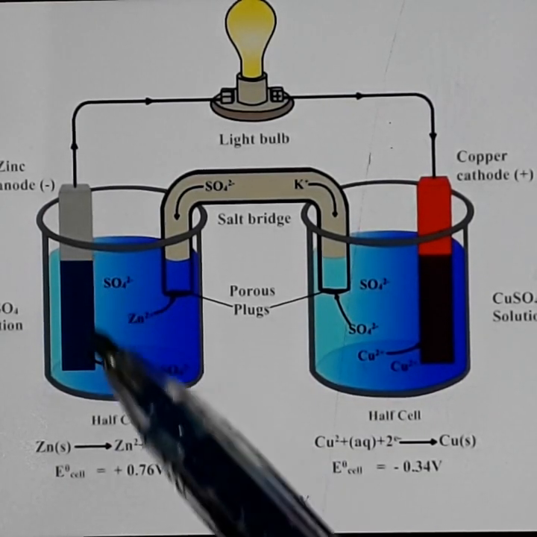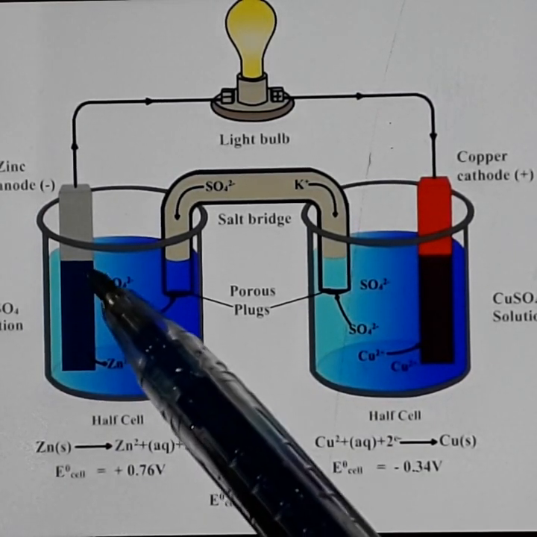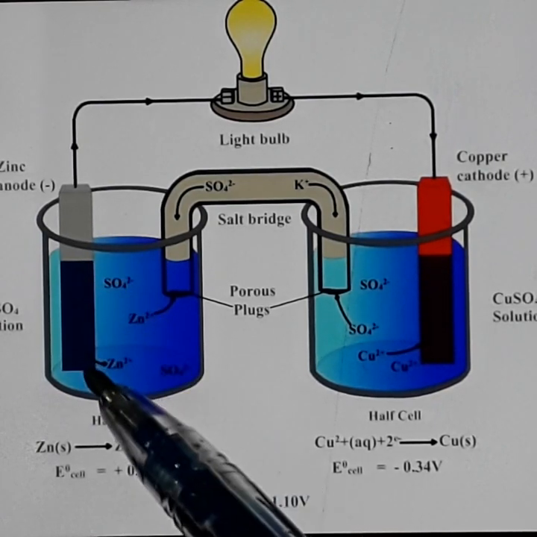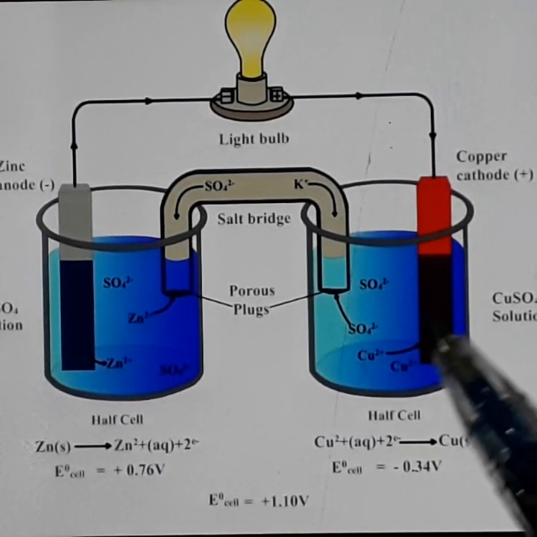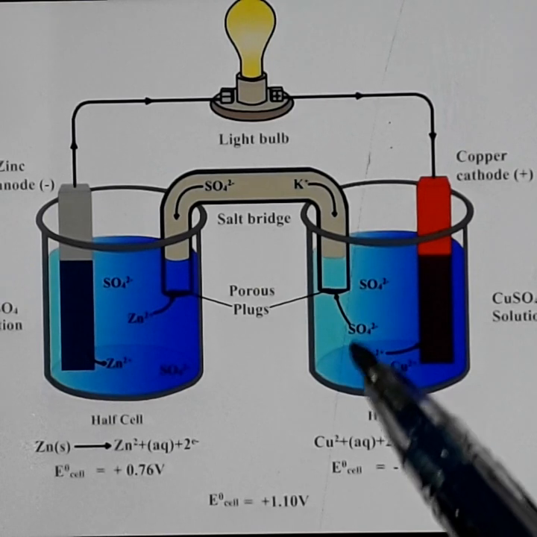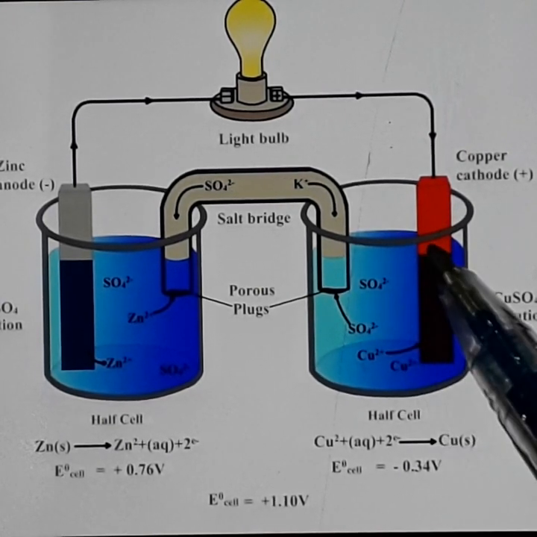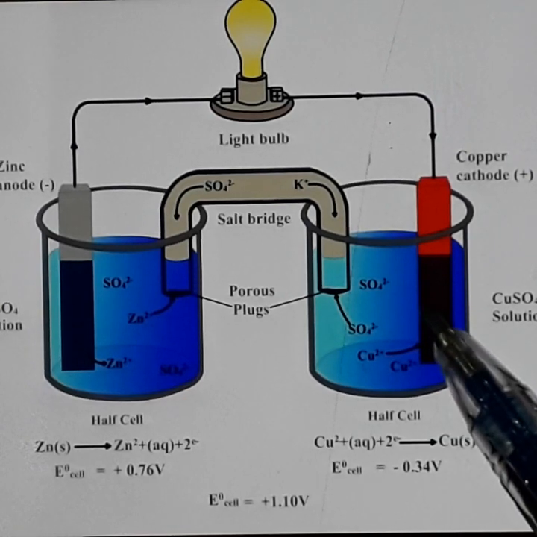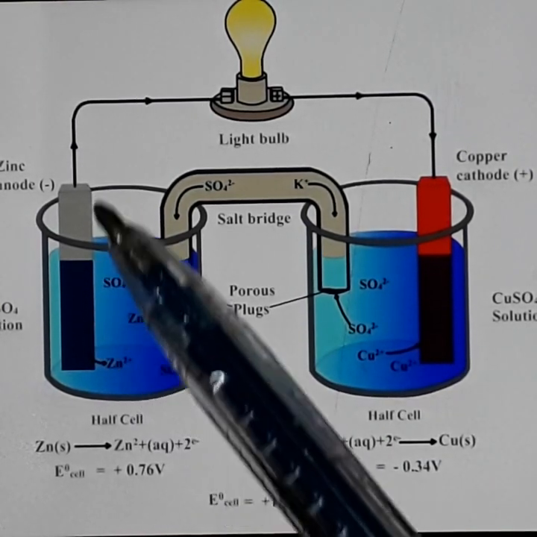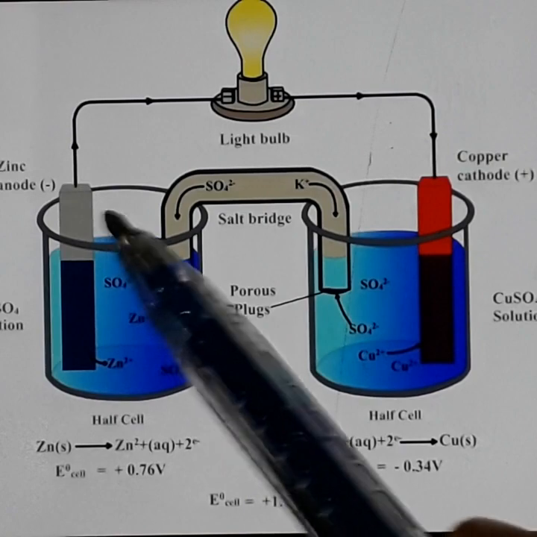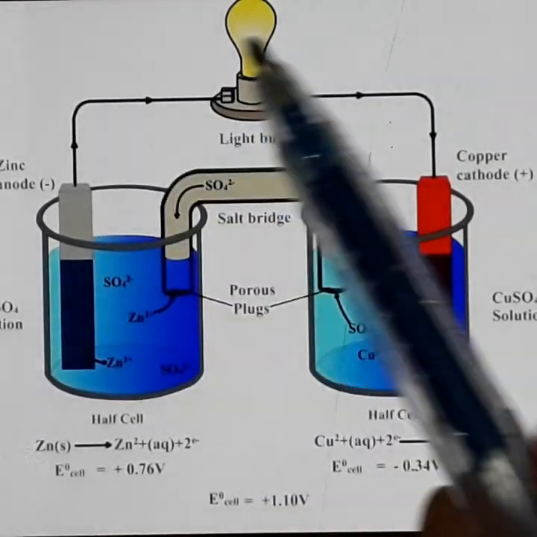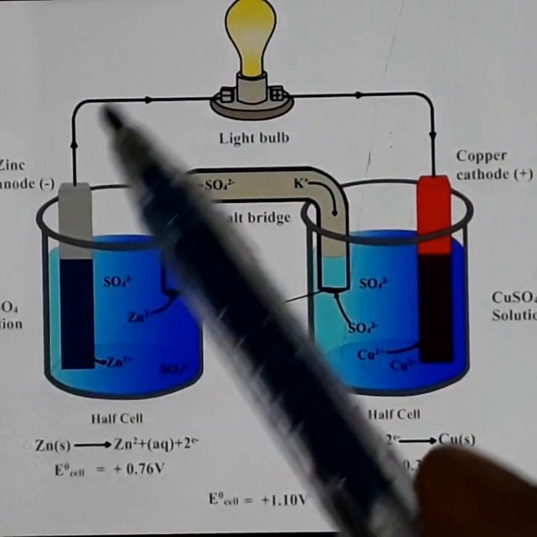That means it is getting dissolved into the solution, and for that reason it will become thin, and here deposition of copper after getting reduced from the solution takes place on this rod. So because of that, this one will become thick. So the electron is traveling from your zinc half cell to the copper half cell, or zinc electrode to the copper electrode.